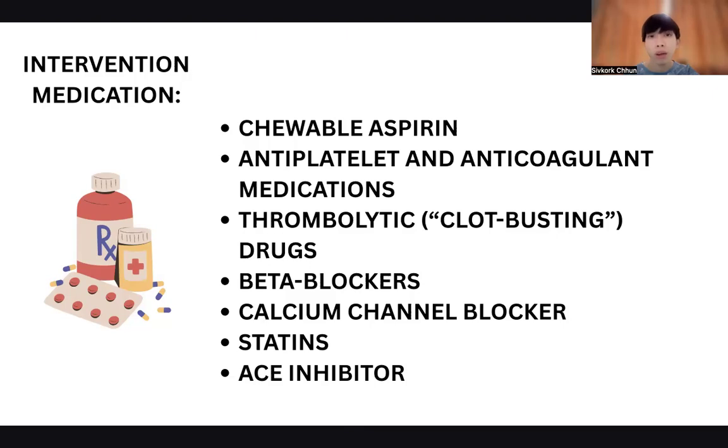Thrombolytic or clot-busting drugs are used in selected cases, treating acute ischemic stroke, like when there's no oxygen and people tend to have stroke or pulmonary embolism and heart attacks. So these clot-busting medications will dissolve blood clots to prevent blocking of the arteries. Beta blockers inhibit adrenaline and reduce hypertension. So it responds to high blood pressure.